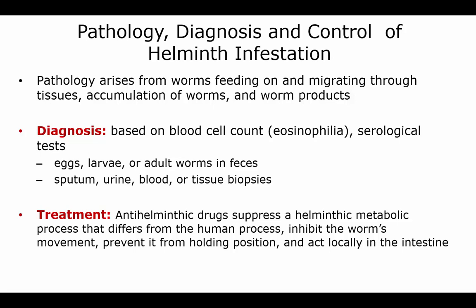Now, the pathology comes because the worms feed on and migrate through the tissues, and because there's an accumulation of the worms and the worm products. To diagnose, you look at the eosinophil count, and how many eggs, larvae, and adult worms are in the feces, and do biopsies, look at sputum, urine, and blood. You're going to receive antihelminthic drugs that will inhibit the worm's movement, its metabolic processes, keep it from holding position, and it acts locally in the intestine where they are.